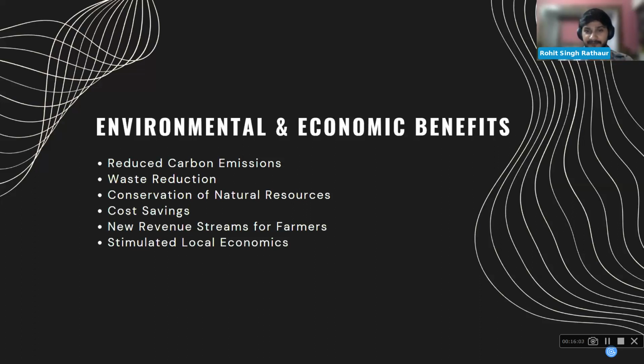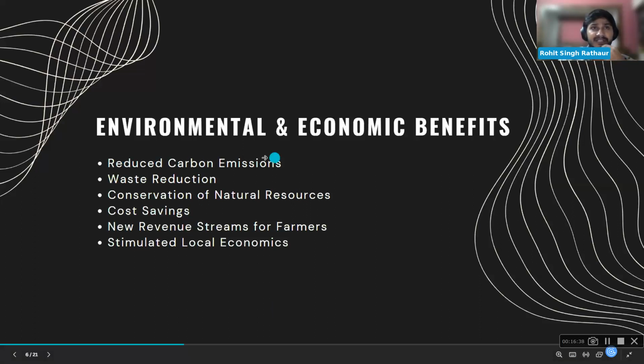But the benefits are not just environmental, they are economic too. So why monetize agricultural waste? Farmers can discover a new revenue stream, turning waste into wealth. And for the energy sector, this may mean a move towards more sustainable and cost-effective energy solutions, paving the way for a greener future.